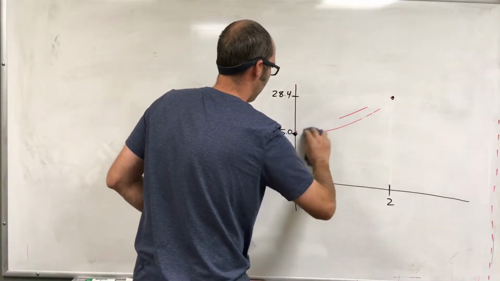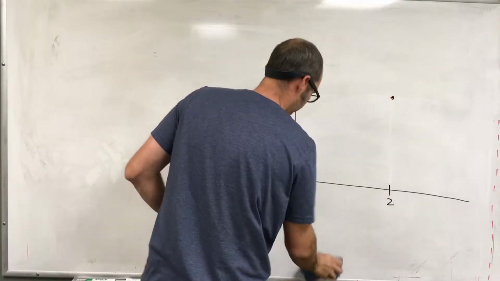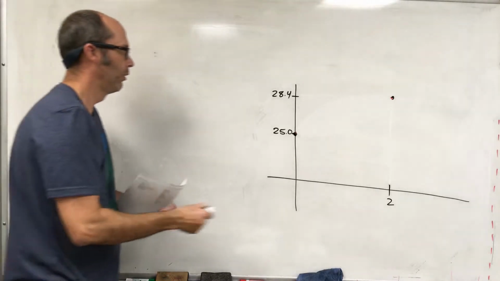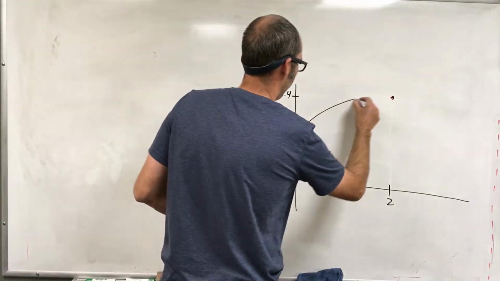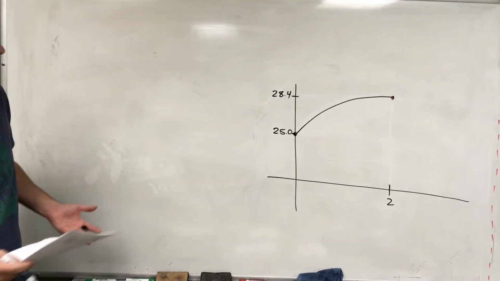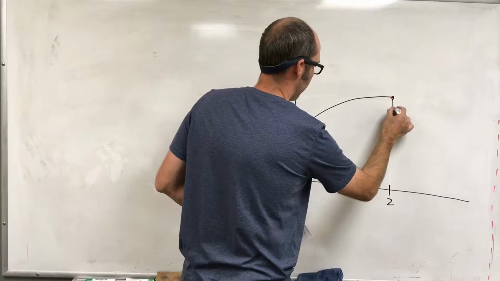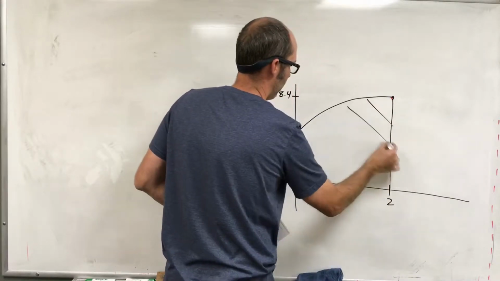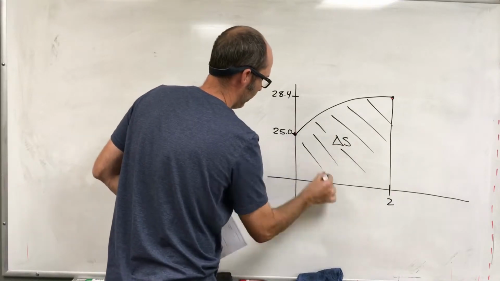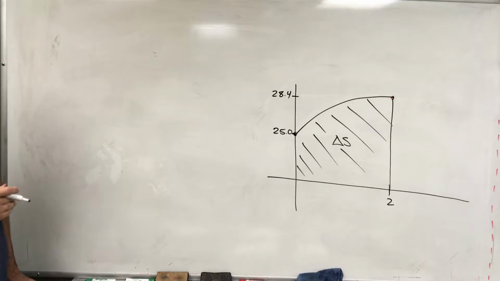Now what we want to do is approximate the area under, the amount of space under ds/dt. So let's say that that's our graph of ds/dt. The total change is this area. The total change is that area. Now we're going to approximate that area.